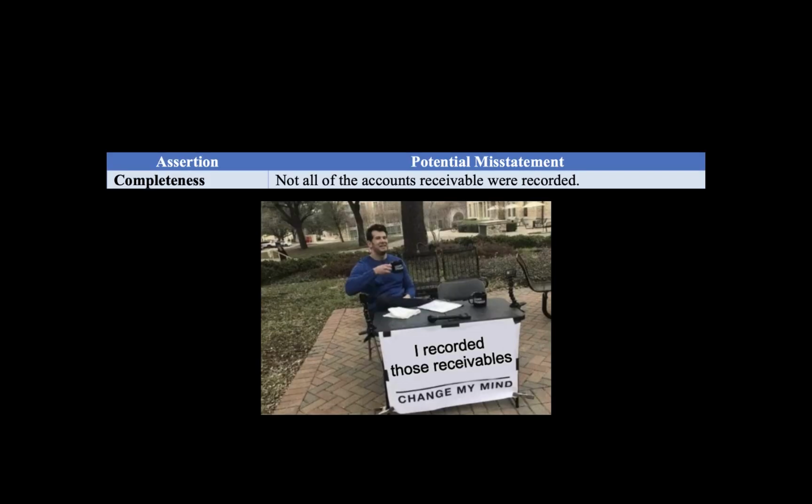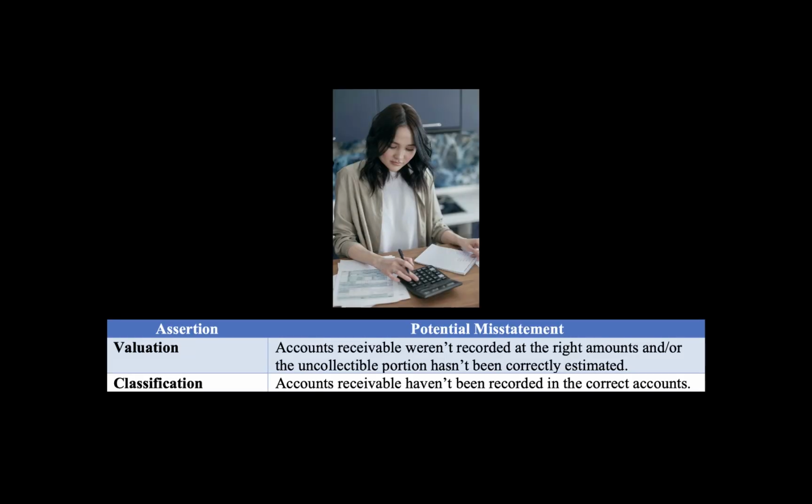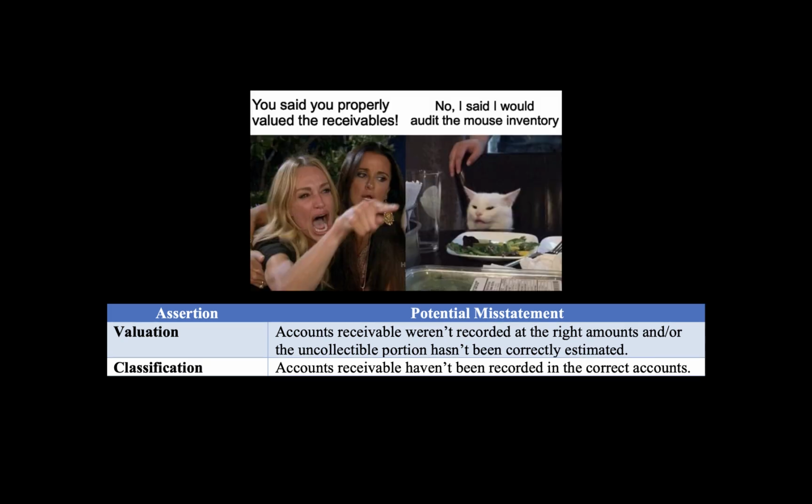Now, the completeness assertion says that all receivables have been recorded. This is less important than existence and rights and obligations because management usually doesn't want to understate receivables. But mistakes happen, so it's possible some receivables weren't recorded. Finally, management is asserting that receivables were recorded for the right amounts and for the correct accounts. Management is also asserting that it properly estimated the allowance for uncollectible accounts so that the net accounts receivable balance is correct. But what if they deliberately underestimated the amount of bad debt?